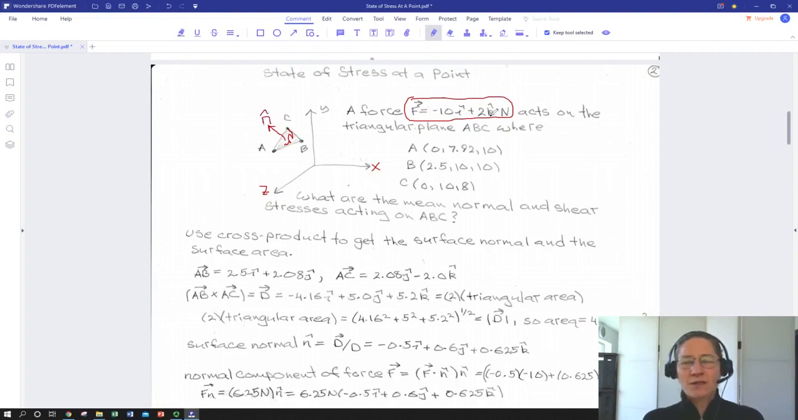Dot that normal into our force to get the normal component, then subtract that from the force to get the tangential component. Then we would divide each of those force components by the area of this triangle and get our normal and shear stress components.